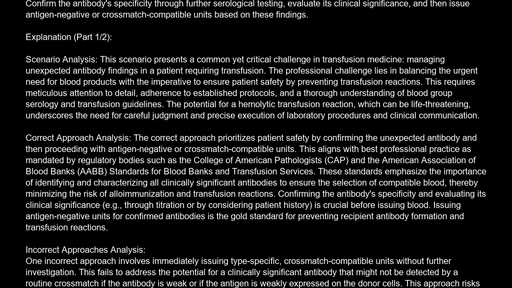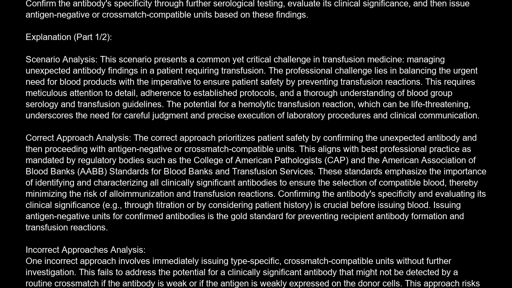Confirming the antibody's specificity and evaluating its clinical significance, e.g., through titration or by considering patient history, is crucial before issuing blood. Issuing antigen-negative units for confirmed antibodies is the gold standard for preventing recipient antibody formation and transfusion reactions.